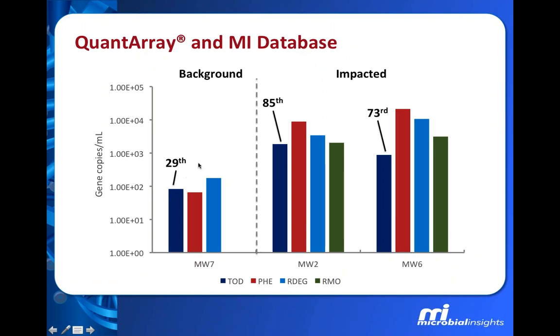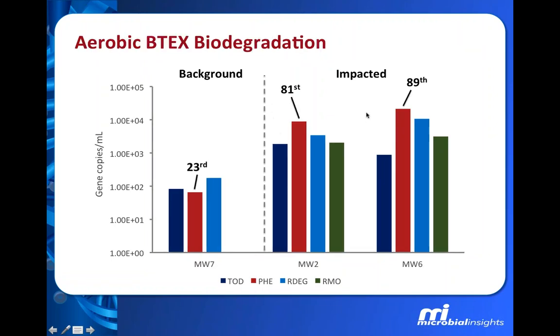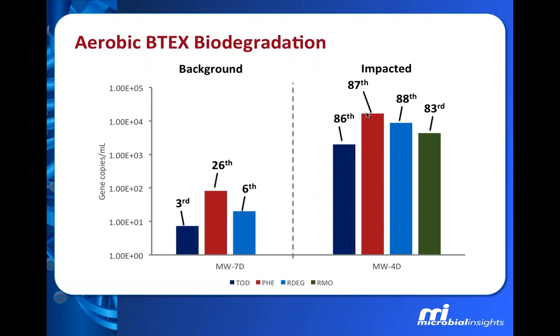But what's really interesting when we look at the percentiles in the database, we go from the 29th percentile up to the 85th percentile and the 73rd percentile in our impacted areas. And we see that same thing happen for all 4 of these genes. In the deeper water-bearing unit, we see the same thing happen. We're in the 3rd to 26th percentile. That jumps up to the 83rd to 88th percentile, so the top 20%, when it's impacted. So we're really stimulating microorganisms that have the genetic potential to biodegrade BTEX in those impacted areas. So with the database, we can really strengthen the conclusions that we have from this.